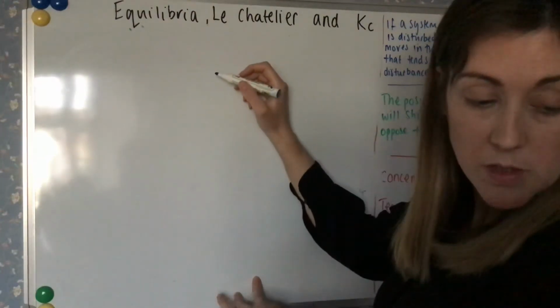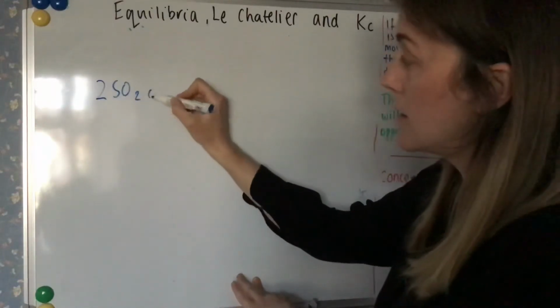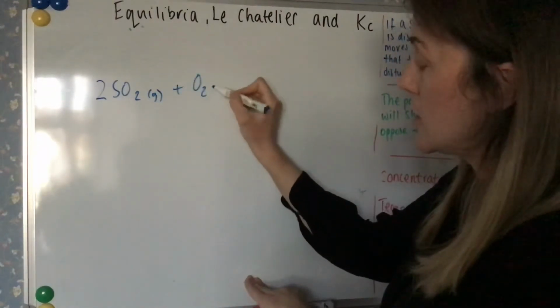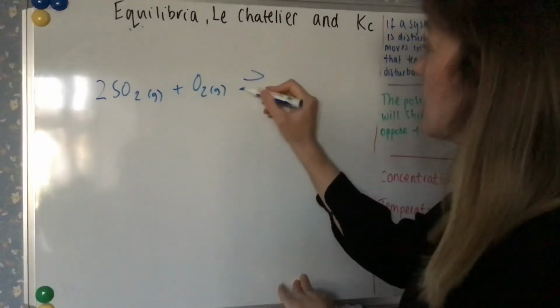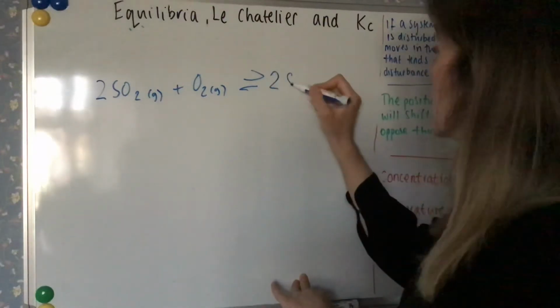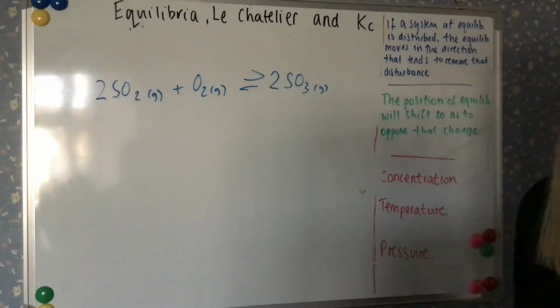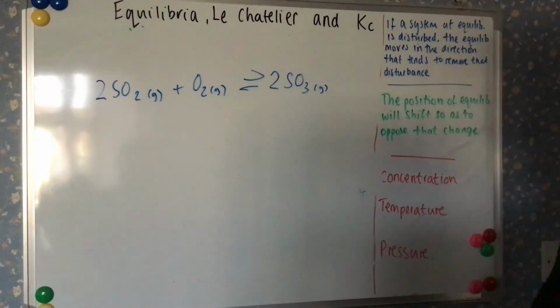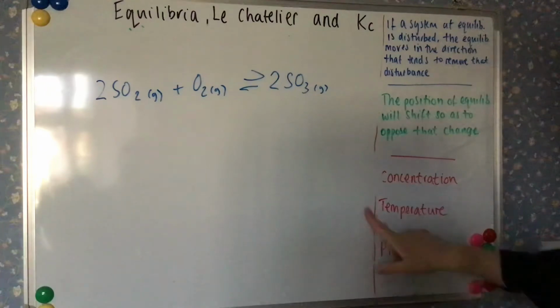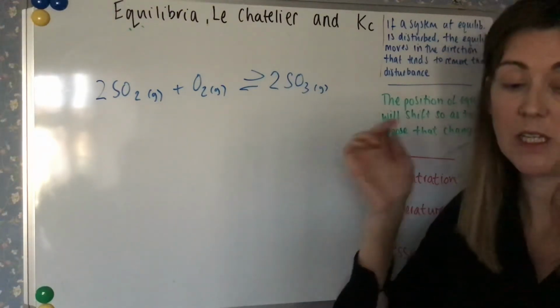So we've got our sulfur dioxide reaction again, and O2 gas going to sulfur dioxide. Okay, now I'm not going to put an enthalpy change value there because we don't need to talk about that when we're talking about changing the pressure. So changing the pressure only applies to reactions in the gas phase, okay?